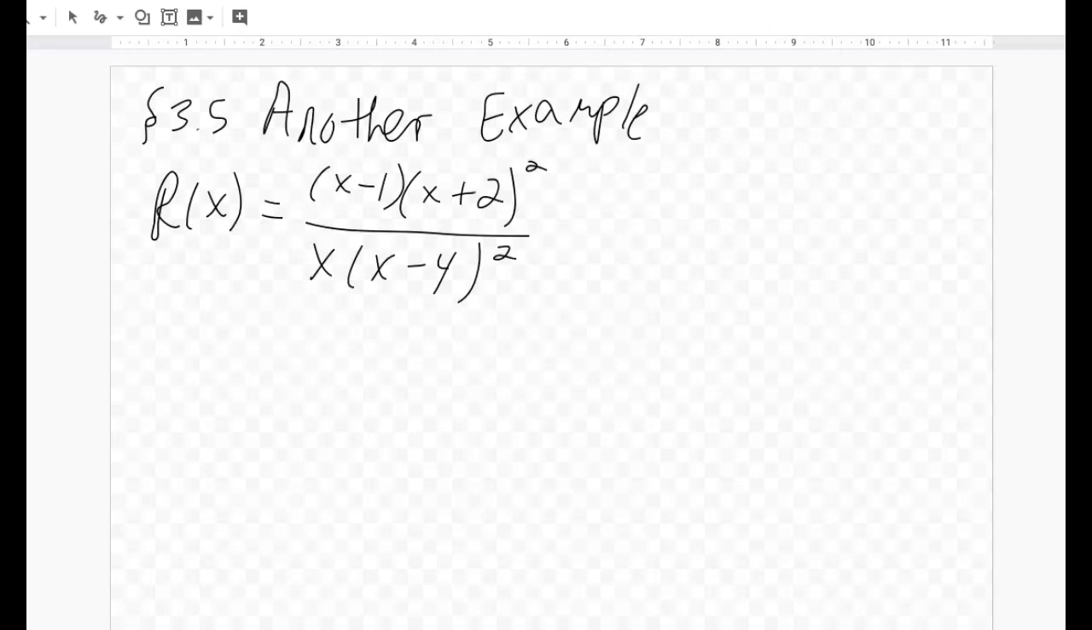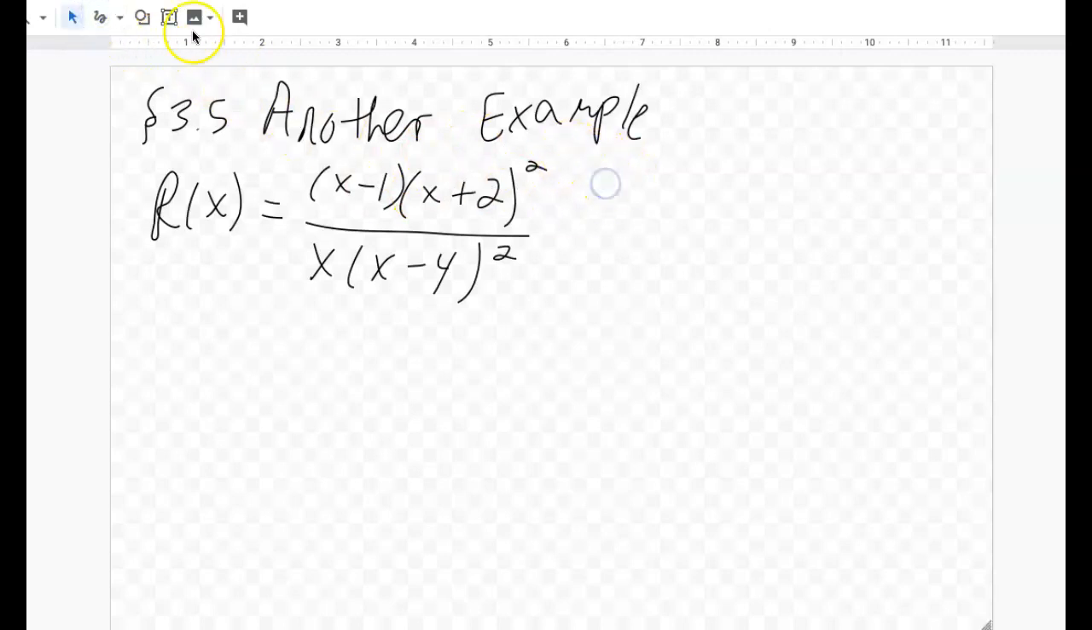Hey everybody, I want to look at another example that illustrates multiplicity a little bit more, and just another reminder that we should always remember to check, when you find your horizontal or oblique asymptote, to see if the curve crosses it. So in this case, everything's been factored for us, and so we can go ahead and just begin with the domain.